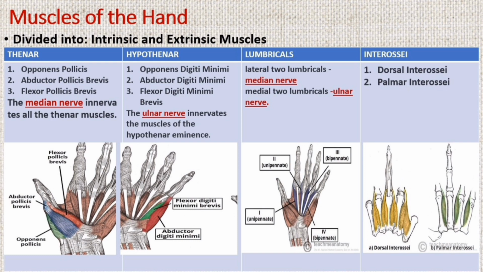Actions. Flexes the metacarpophalangeal joint of the thumb. Innervation. Median nerve recurrent branch. The deep head is innervated by the deep branch of the ulnar nerve.